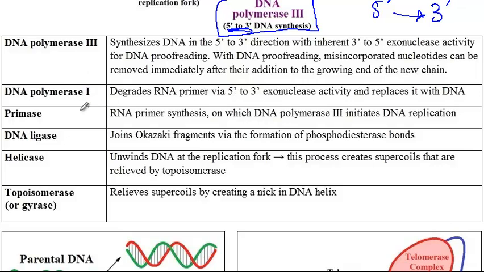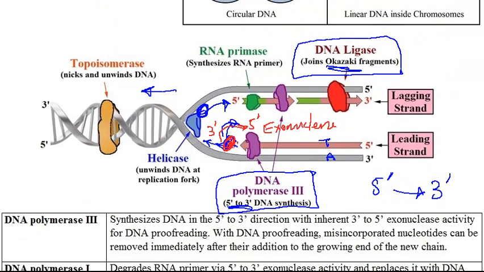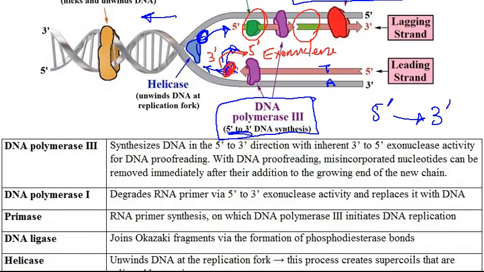Then we have the DNA polymerase 1, which will degrade the RNA primer via its 5' to 3' exonuclease activity and replace it with DNA. So you know how RNA primase was used to create all these templates. In the end, DNA polymerase 1 will come in and replace all these RNA templates with actual DNA.